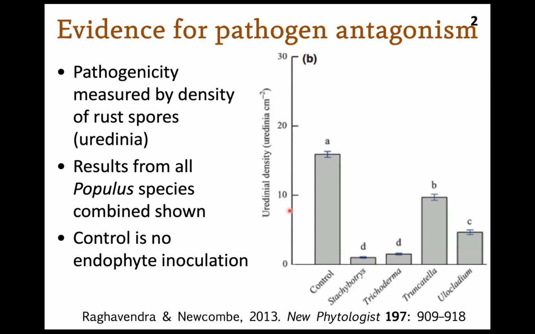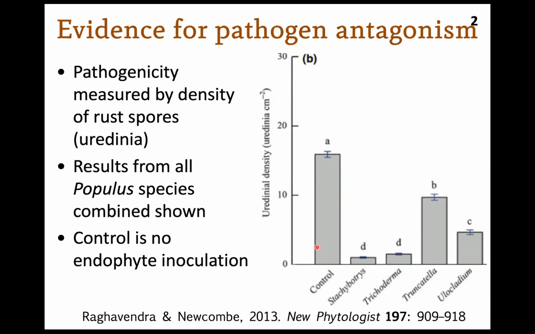I said that they inoculated them into different poplar species, and so what they're showing here is the results combined for all the different poplar species. It's essentially a combination of 6 different experiments, with the results all shown together. Down here are shown the 4 different endophyte species that they used. These are the results for this particular endophyte species, averaged across all 6 poplar species. Same for this one, this one, and this one. And then the control is where they haven't inoculated with the endophyte, so this is endophyte-free Populus trees.